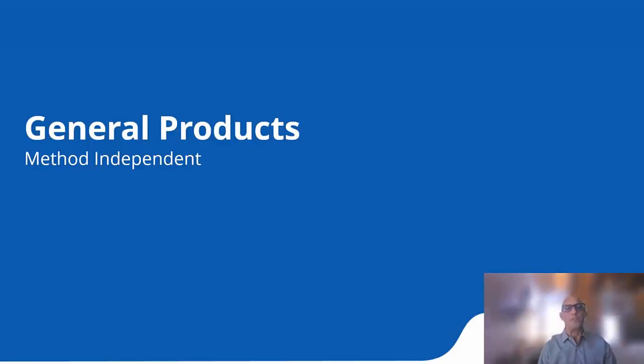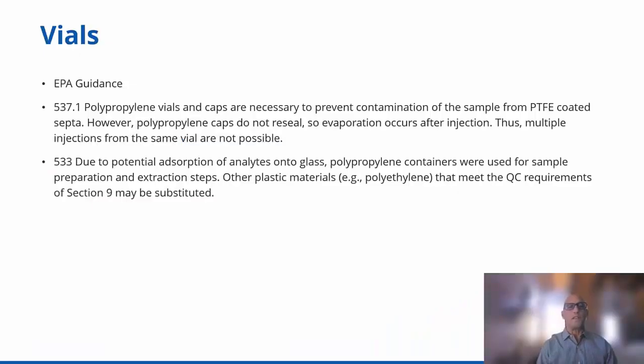Phenomenex can also provide other consumables that are used in most PFAS workflows, including non-method specific products. The EPA has provided guidance that in methods 537.1, 533, and 1633, polypropylene vials should be used due to the tendency of longer chain PFAS compounds to stick to glass and other materials. Phenomenex is able to supply polypropylene vials in 300 microliter, 700 microliter, and 2 milliliter formats, along with polyethylene caps to reduce any possible interactions with other materials.